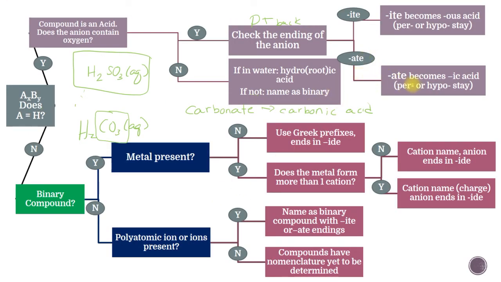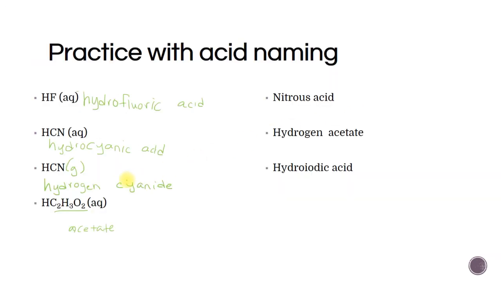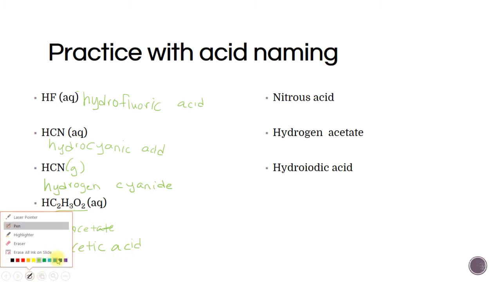So we're going to follow this path. ATE becomes ic acid. ATE is icky. So this compound would be properly named acetic, ATE gets canceled, acid, acetic acid. So that's the name of that material. It's a really common acid.